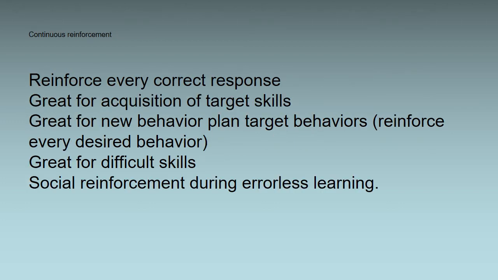So you have intermittent reinforcement, which is not reinforcing every response. And within that you have ratio and interval. The second type of reinforcement you may use is continuous reinforcement, where we're going to reinforce every correct response. This is great for acquisition and target skills. It's great for new behavior plan target behaviors, where we're going to reinforce every desired behavior. It's great for difficult skills. And it's what we usually use social reinforcement during errorless learning.